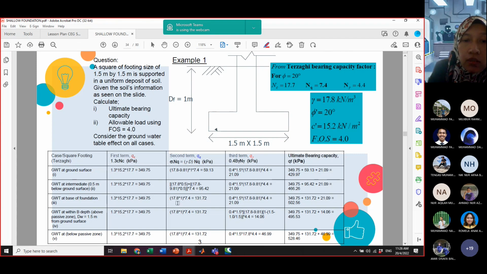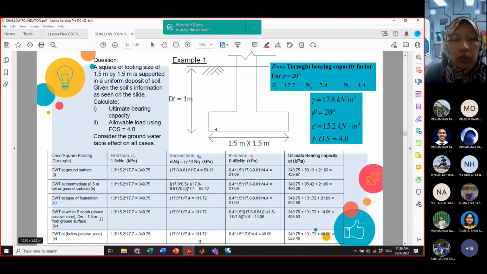So that's why kat sini dia bukan 17.8 tolak dengan 9.81. Dia adalah 17.8 because it is in the dry conditions. So the water table started at the base footing. So term number 2 dia tak ada effect. Dia only affected in term number 3. Sebab apa? Water table at the same lines of the base footing. So that's why kat sini bila you nak calculate term number 3 unit weight, you kena tolak dengan 9.81. So dia akan dapat 21.09.